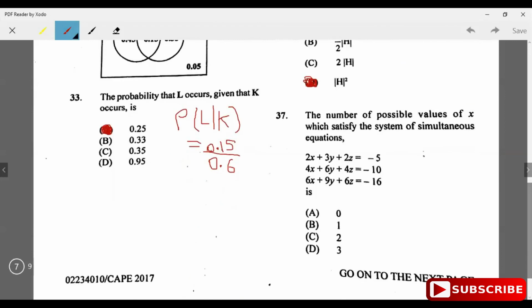Question 37 is another repeat. What's question 37? It is 0. Why is it 0? Because the first equation is not a scalar multiple of the third one. Exactly, very good. So what happened to the system? It is inconsistent. Yes, the system is indeed inconsistent. Very good.